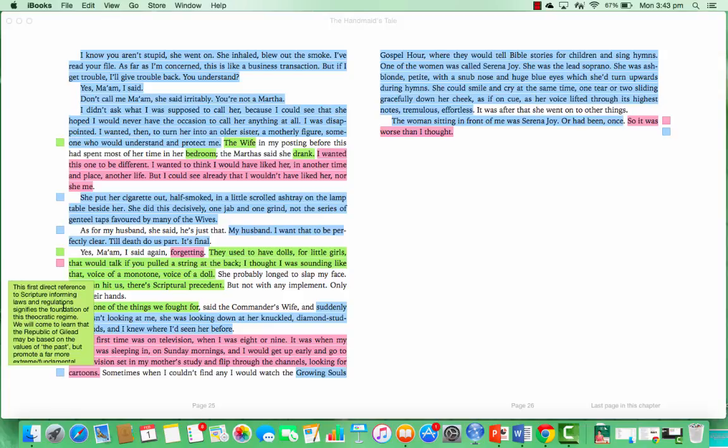We get the first reference to scriptural precedent. This first direct reference to the scripture informing laws and regulations signifies the foundation of this theocratic regime. We will come to learn that the Republic of Gilead may be based on the values of the past, but promote a far more extreme or fundamental ideology. Where do we see such fundamentalist religious ideology in our world? What's the basis for that thinking? What do they use to justify their actions, the people that subscribe to these views? And how are these views used to attain and sustain power over others?